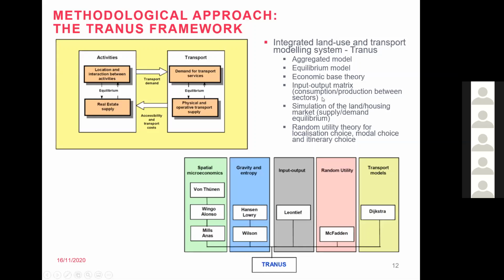Another mathematical formalism which is used in Tranus, and you will see a bit more details in a later slide, is the input-output matrix, because in Tranus, the relationships between the households and the activity sectors are modeled through this formalism, input-output matrix and consumption-production relationships. There is an explicit simulation of the land market or housing market or built-up area market with supply and demand equilibrium through the prices. And finally, another important theory on which Tranus is based is the random utility theory at different levels for the location choice, for the mode choice, for the route choice.